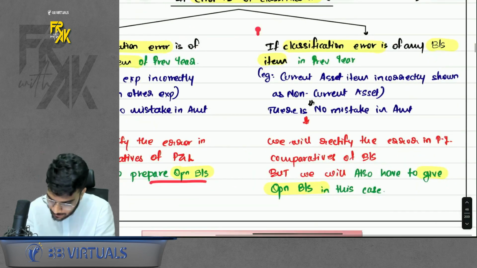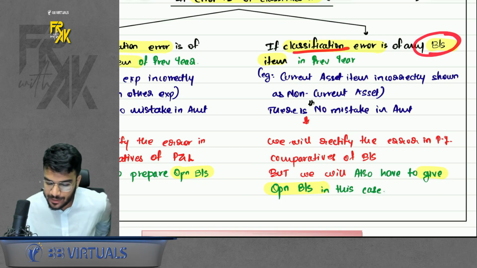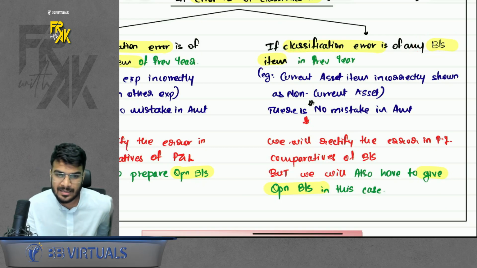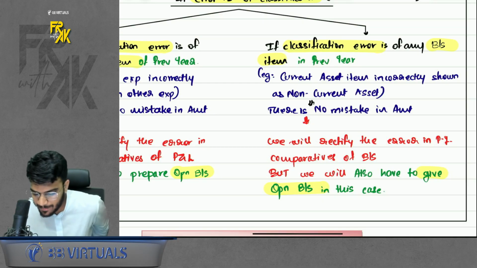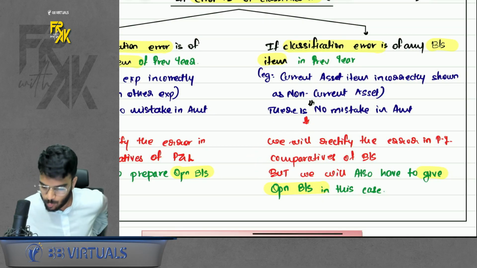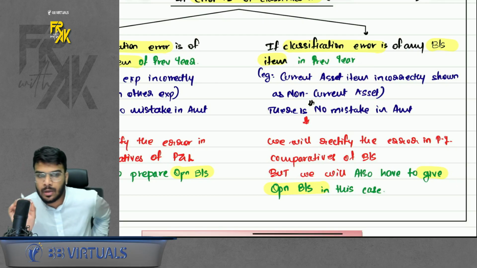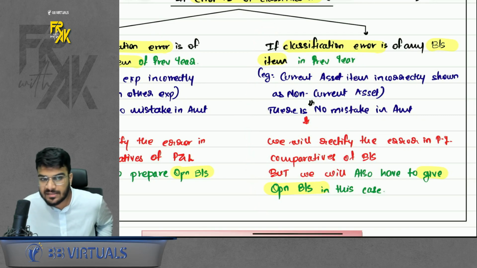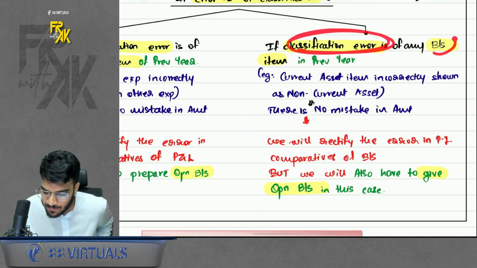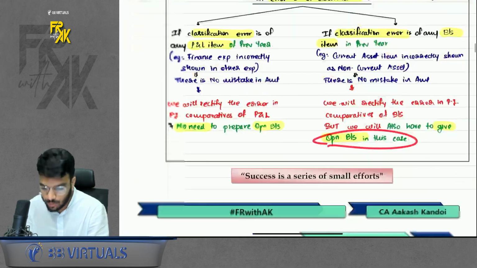Okay, but here comes the exceptional case. If the classification error relates to a balance sheet item, say you showed a current asset item like a non-current item in the previous year, you will rectify the comparative of the previous year. But you might say that because it relates to the previous year, we need not give an opening balance sheet. You are wrong. It is the only case where, even if the error relates to the previous year, you will have to give the opening balance sheet, which is the case of classification error of a balance sheet item of the previous year. Okay, do remember this part.